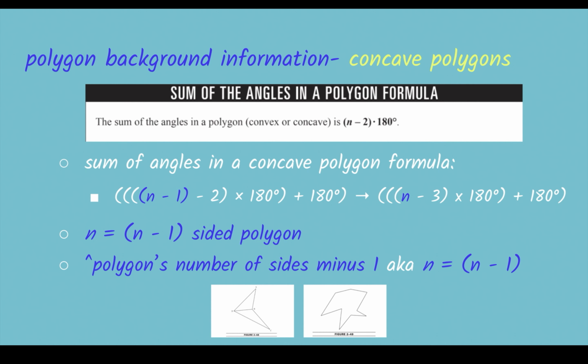And so you would have (3(n minus 3) times 180 degrees) plus 180 degrees, and that is just the same as (n minus 2) times 180 degrees. So whether it's convex or concave, the sum of angles in a polygon formula is the same.